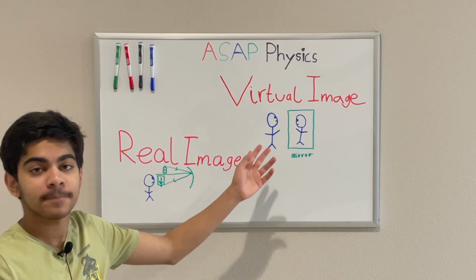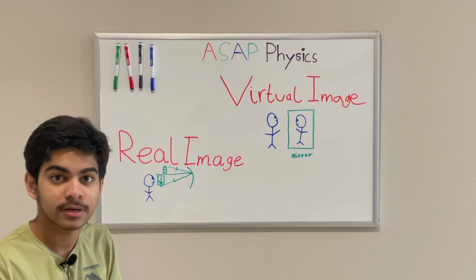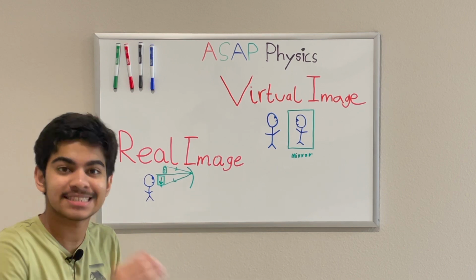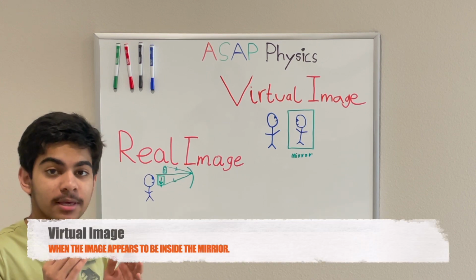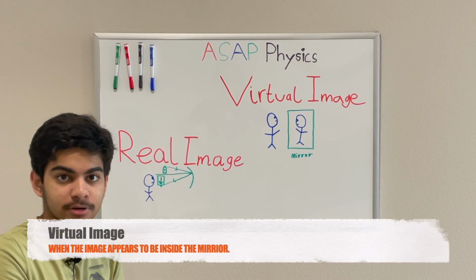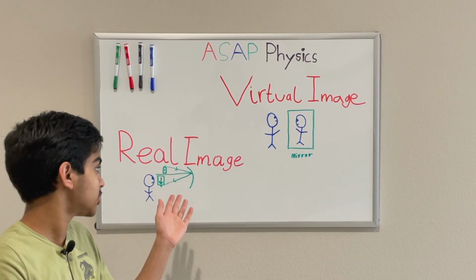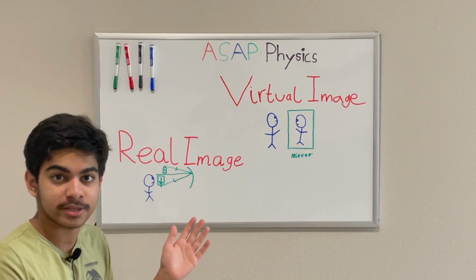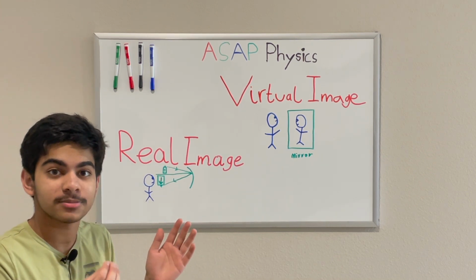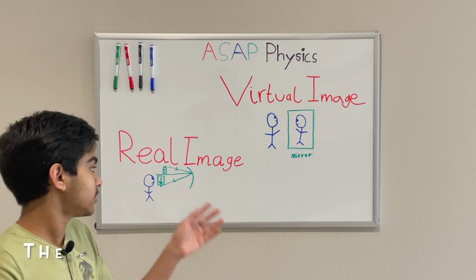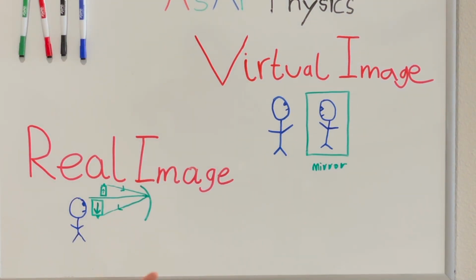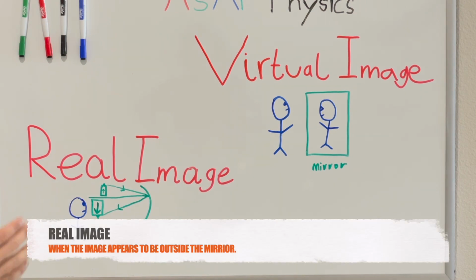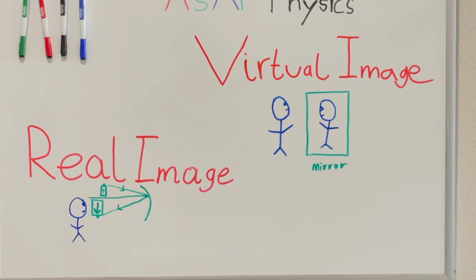As you can see here, when a person looks through a plain mirror, he can see an image of himself inside the mirror. We consider this image to be a virtual image as the image appears to be inside the mirror. Now, the real image, on the other hand, comes outside of the object. So as you can see here, when the object reflects off the mirror, the final image appears to be outside of the mirror, therefore we consider it to be a real image.